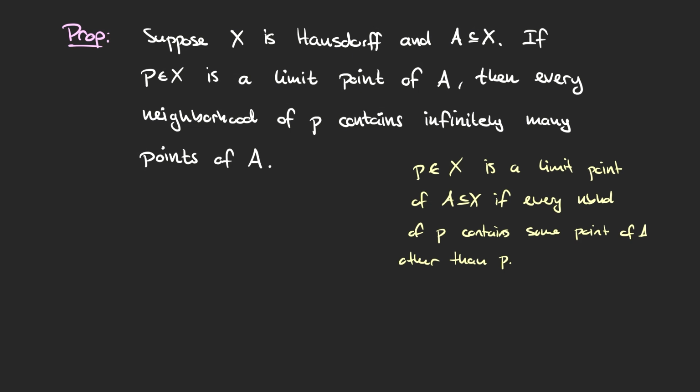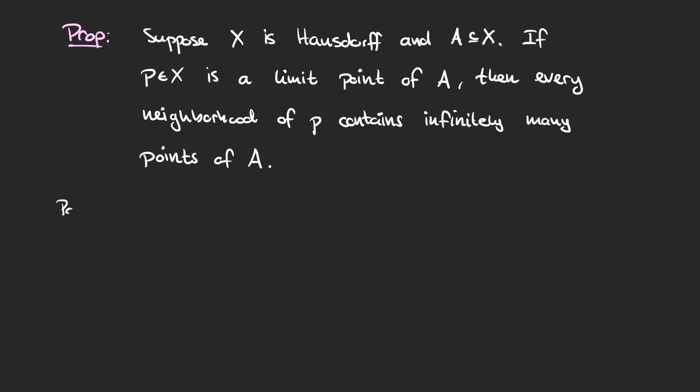So if P is a limit point of A, then every neighborhood of P will contain some point of A other than P itself. However, if X is a Hausdorff space, then we automatically get a stronger statement, namely that every neighborhood of P will contain infinitely many points of A. So in particular, it'll contain some point of A other than P itself, but actually it'll contain infinitely many such points. Let's prove this.